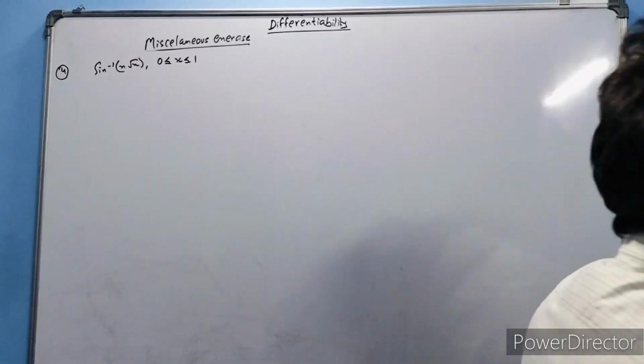So what will be my first step? My first step will be, let y is equal to sine inverse x root x. Okay, now we'll try to solve this. We know that the differentiation of sine inverse x will be 1 upon under root 1 minus x square. So this is x, so half plus 1, that is 3 by 2.